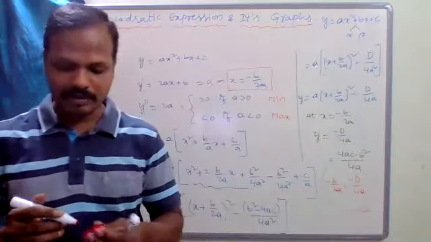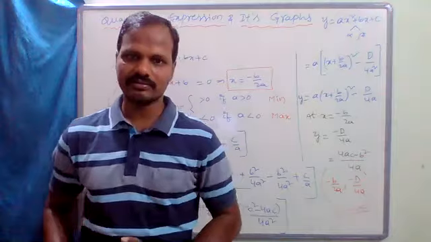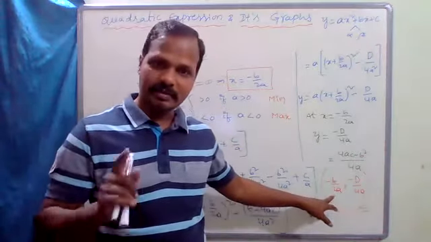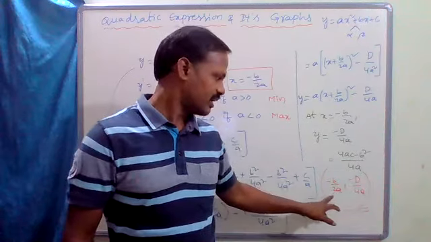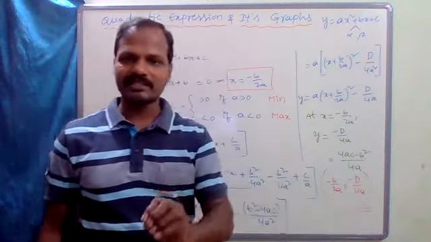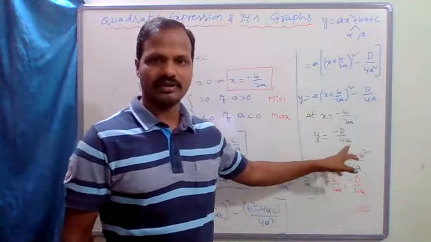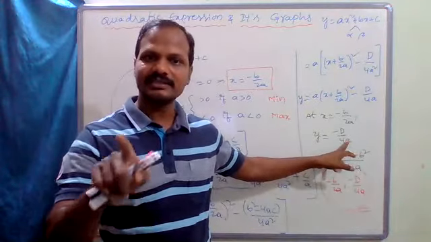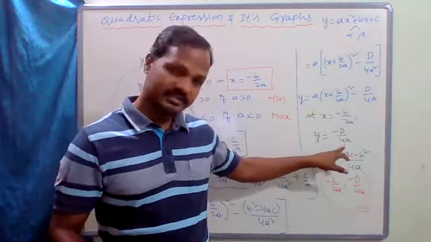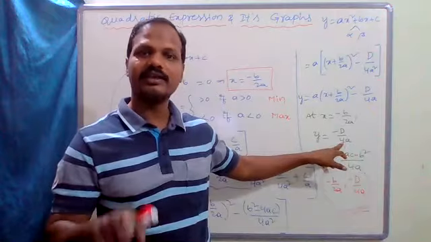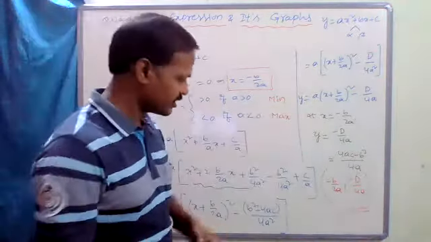The minimum or maximum of a quadratic expression exists at a point. That point is minus b by 2a comma minus d by 4a. This is the x value, this is the y value. So the maxima or minima of a given quadratic expression is minus d by 4a. If a greater than 0, it has minimum value. So this is the minimum. If a less than 0, then the same value minus d by 4a is the maximum. Fine.